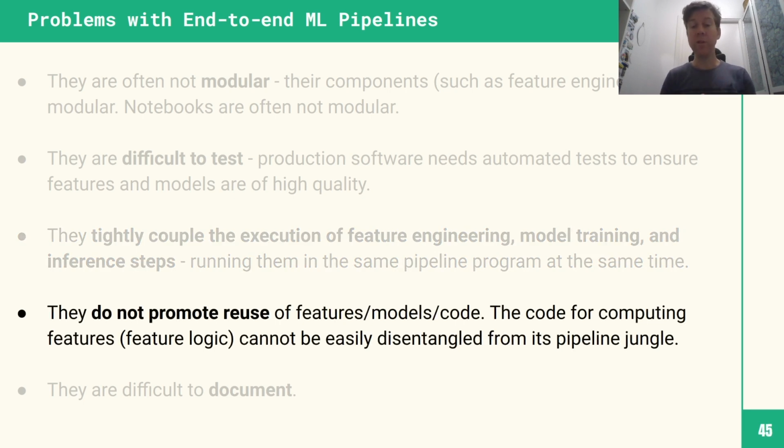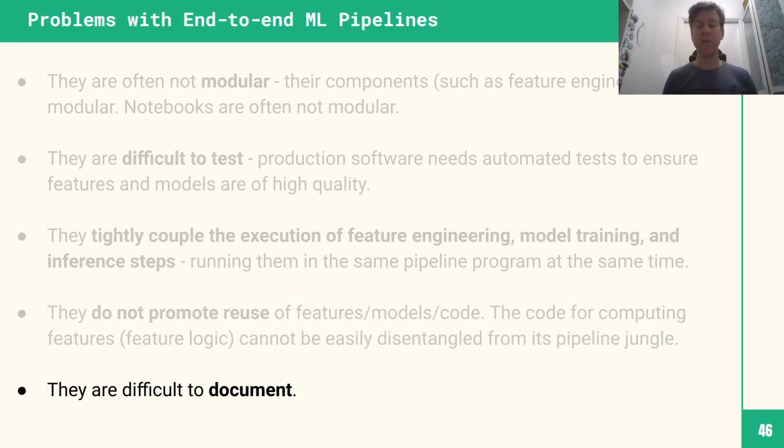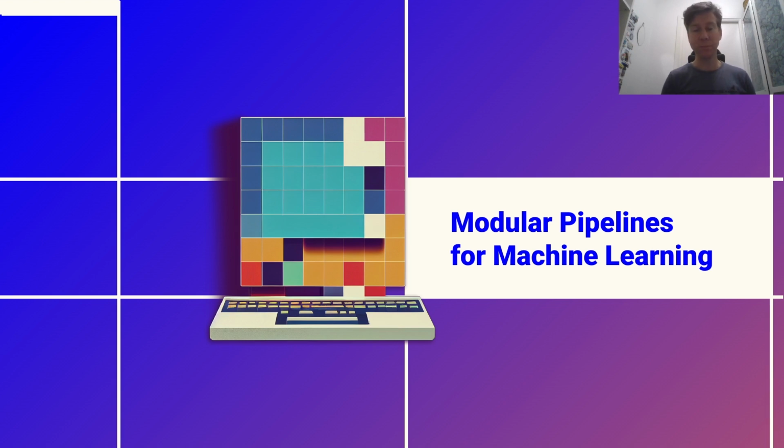And it's hard to reuse features. So if I compute a feature in my feature engineering step, but I have a different model that would like to use the same feature, that becomes really hard. You're going to cut and paste that code. And then, of course, if the original code changes and the cut-and-pasted code changes, they diverge, and you have two different implementations of what should be the same feature. And the code for computing these features and the model training, you can't disentangle it. We often call these pipeline jungles. And of course, it's difficult to document the code because it's all in one giant program.